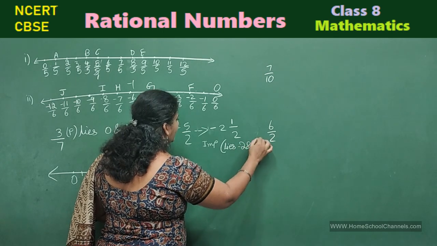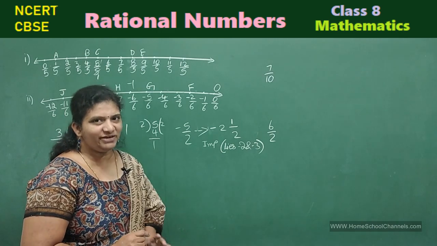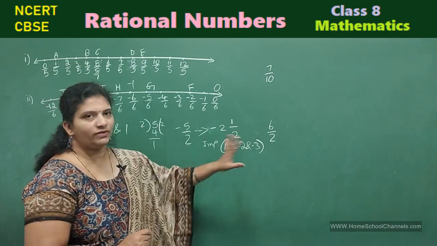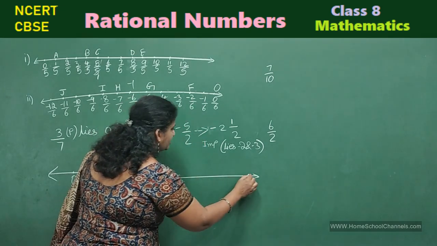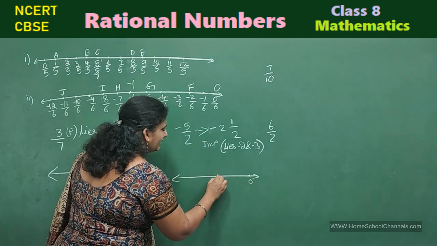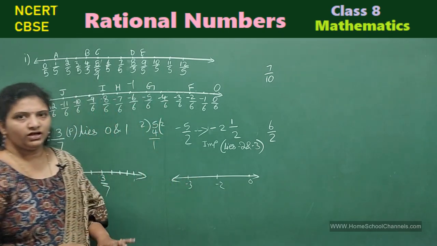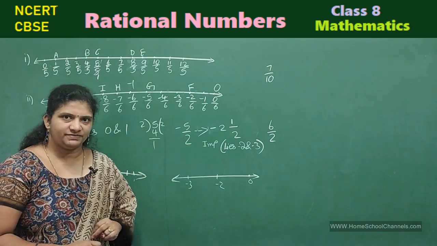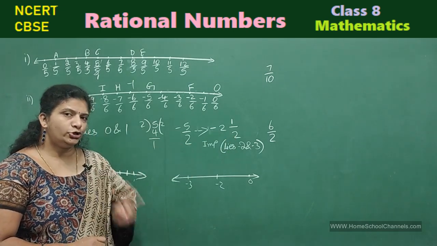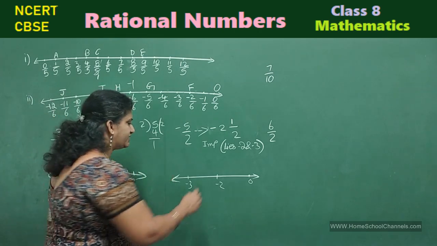minus 2 and minus 3. For this sake, I have converted it into a mixed fraction. Minus 2 and minus 3. So take a number line. From which point 0 you take, but I need only from minus 2 to minus 3. Okay. How many parts is it divided into? 2 parts. Every unit length is divided into 2 parts.